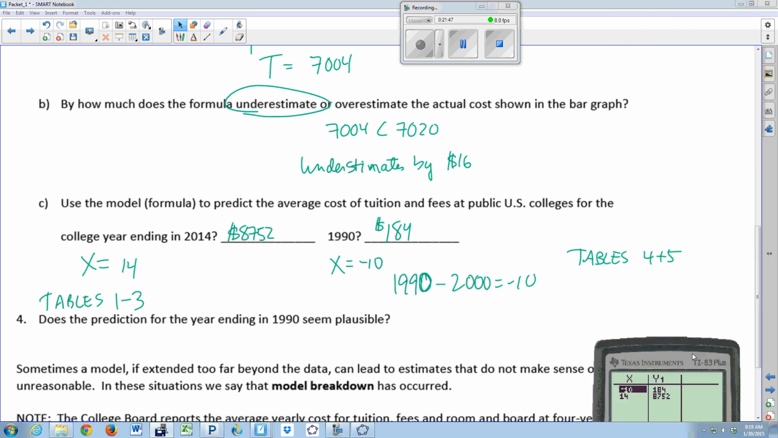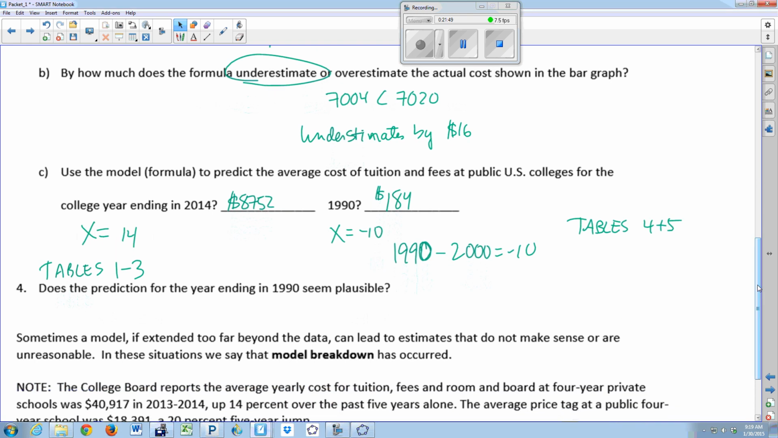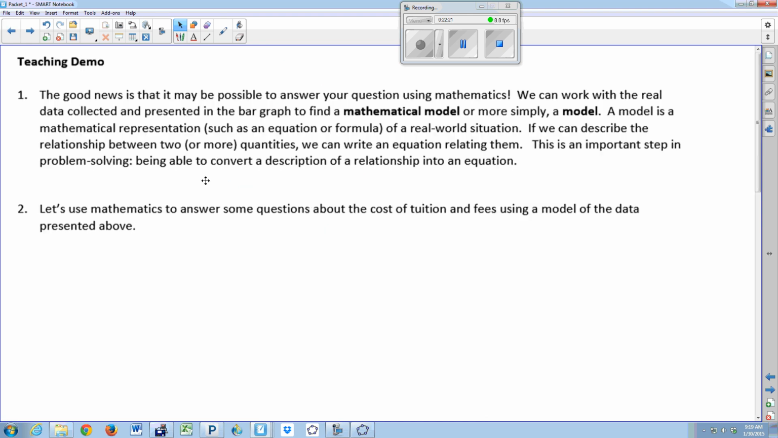Okay, so how do you feel about the prediction for 1990? Does it seem plausible? No, no. We wish it was plausible. I mean, it wasn't $184 10 years ago. And so this is why you have to be careful, and you'll hear me say this over and over again. When you go outside of your model to look at data either in the future or the past, your model may not make sense anymore. The data may not follow the same trend of the data that you're actually graphing.